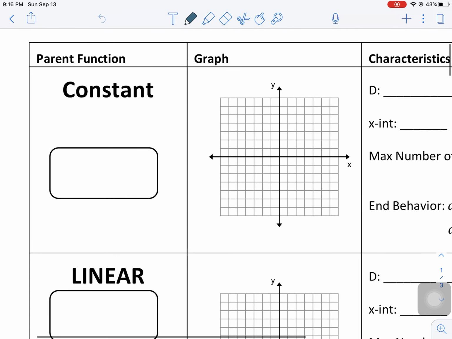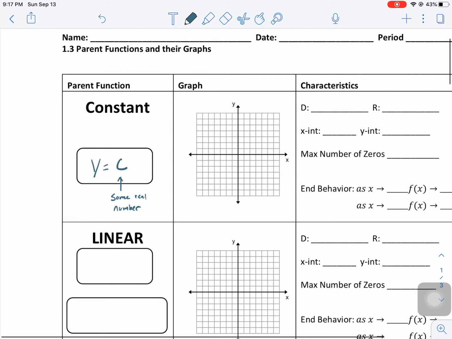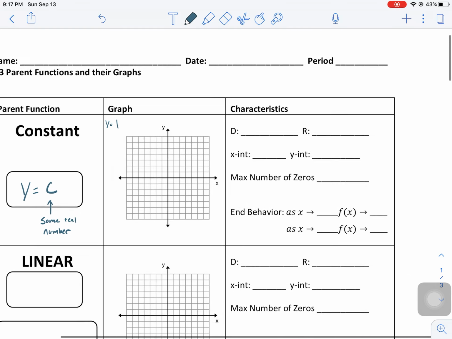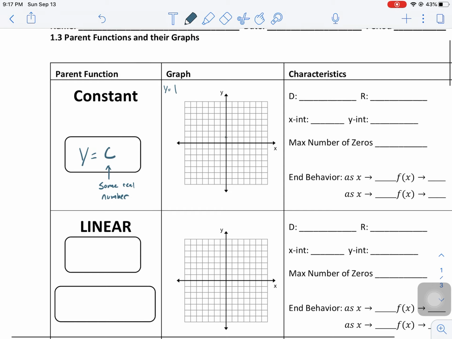Parent function. Constant. The constant function is y is equal to c. C is just some number, okay? Some real number. Can be any number. Let's use an example. Let's say this is the graph y equals 1. So then what we would do is we would go to 1, okay? And then that would just be our horizontal line.